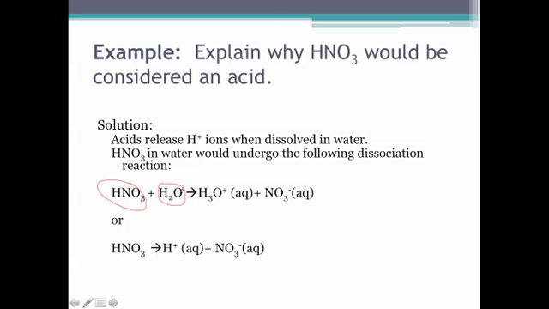Of course it's giving up a proton to the water forming hydronium ion. What's left over is nitrate ion here, and of course in this case I put my little aqueous signs there as well. The other way to do it, of course, is not to put the water in and do it like I showed you with the first example with HCl, and I guess that would be okay as well, but again this particular equation here would be my first option in terms of how to explain and answer that particular question.